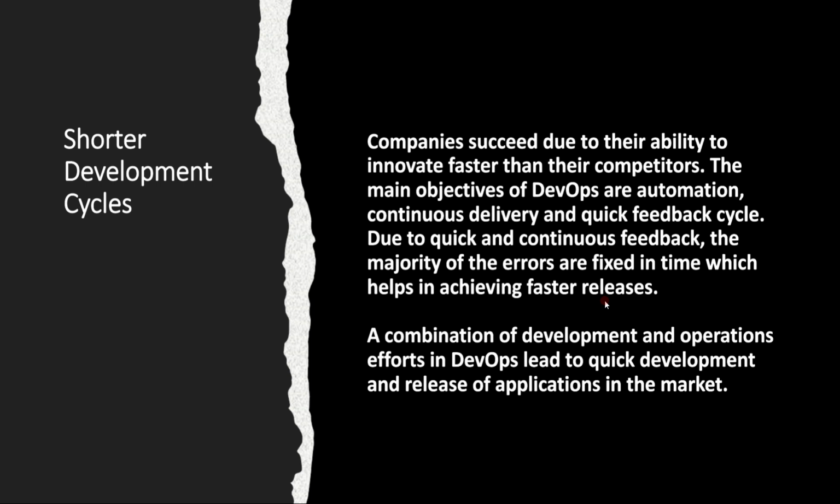So, shorter development life cycles. I said companies succeed due to the ability to innovate faster than their competitors. The main objectives of DevOps are automation, continuous delivery, and a quick feedback style. Due to quick and continuous feedback, the majority of errors are fixed in time, which helps to achieve faster releases. The combination of development and operations efforts in DevOps leads to quick development and release of applications in the market. That is very self-explanatory.